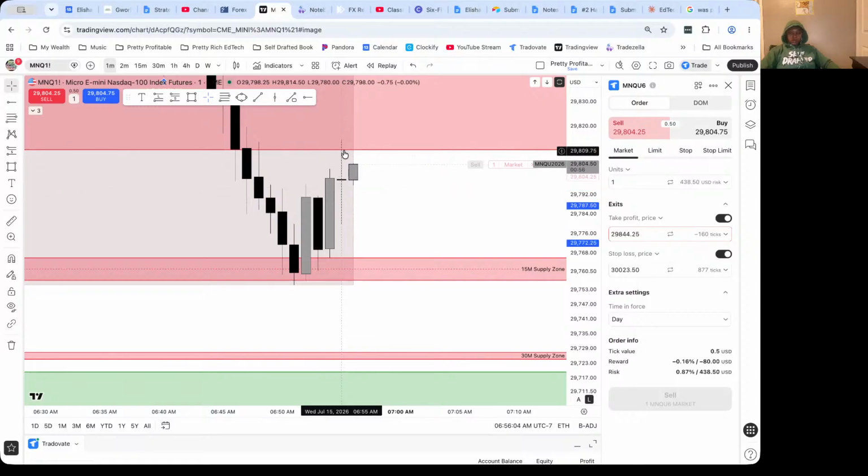So this could be considered a rejection candle. Doji. But we are also about to enter the news from Washington soon.